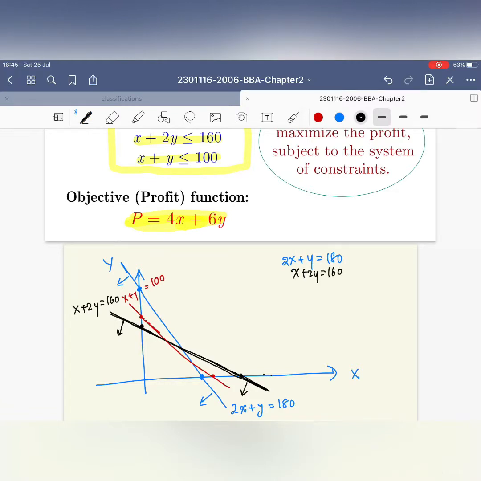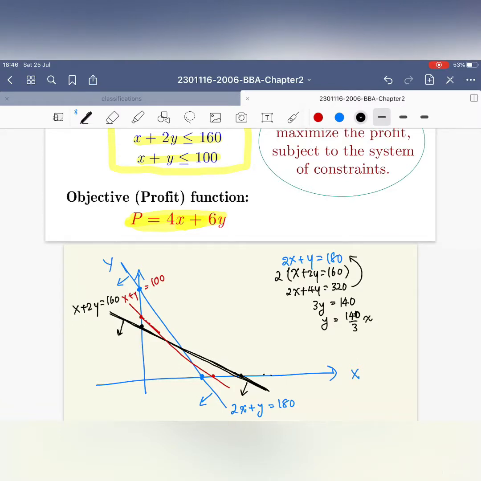If you want, you can use the matrix like what we have learned before, but of course we don't really need to. So this one you multiply by 2, so you have 2x plus 4y equals to 320, and then you do a subtraction, so you have 3y, to get rid of your x, and 320 minus 180, so it is 140.